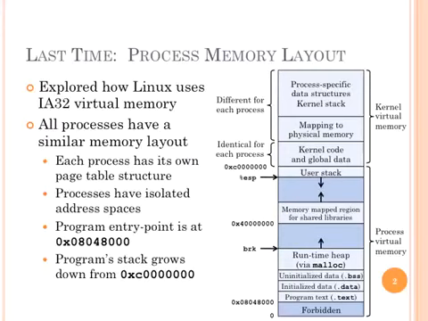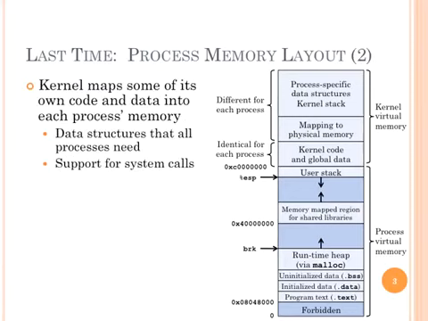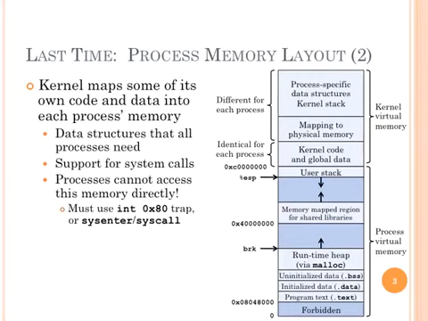All processes have a similar layout. They all generally start at 0x08048000, more or less, though like I said, they'll do a little bit of adjustment. The stack generally grows down from a particular maximum value, although again they will adjust it for the sake of security. We also talked about how the kernel maps some of its code and data in so that we can have fast system calls and trap into the kernel faster because it's already there. But the program is not allowed to access it directly.